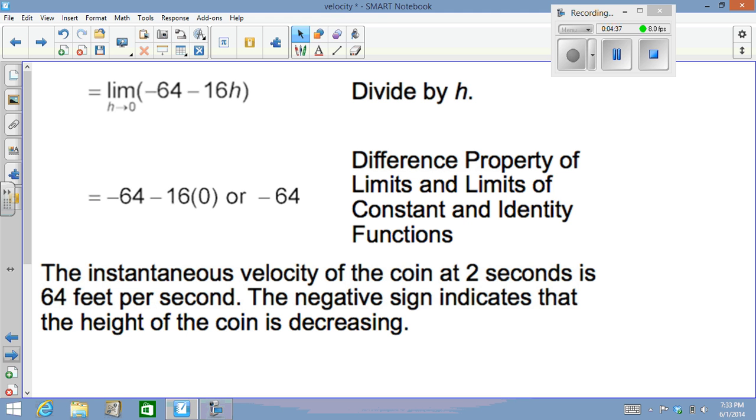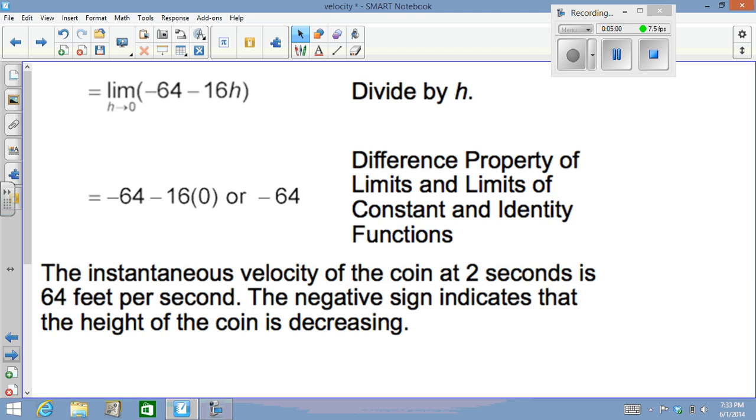So that negative 64 indicates that the height of the coin is decreasing, so it's a falling object. It's not telling me that it's a negative amount. It's just telling me the position. So that means that it is falling at 64 feet per second. That particular coin, when we drop it at 2 seconds off of the 300-foot tower.